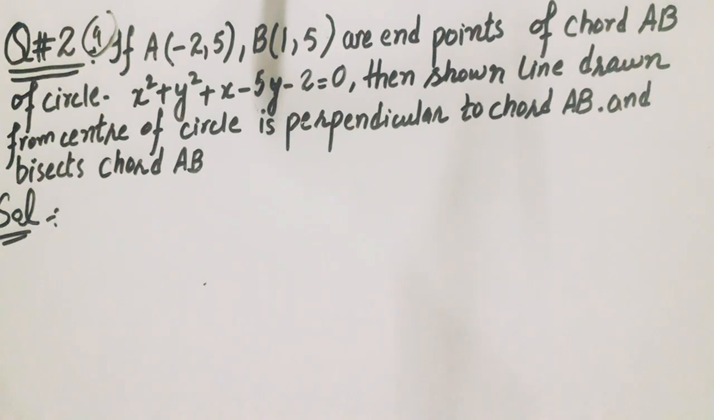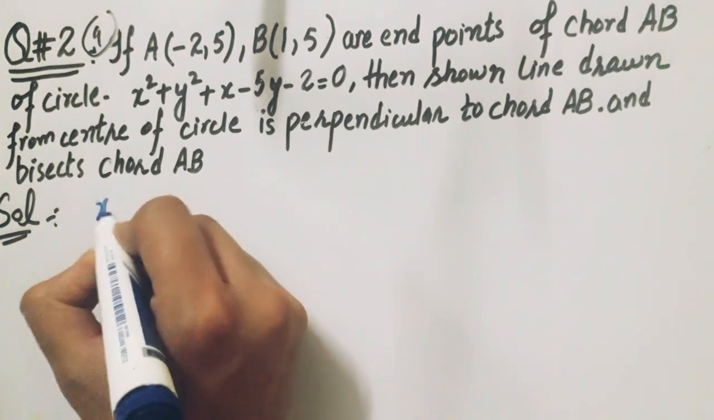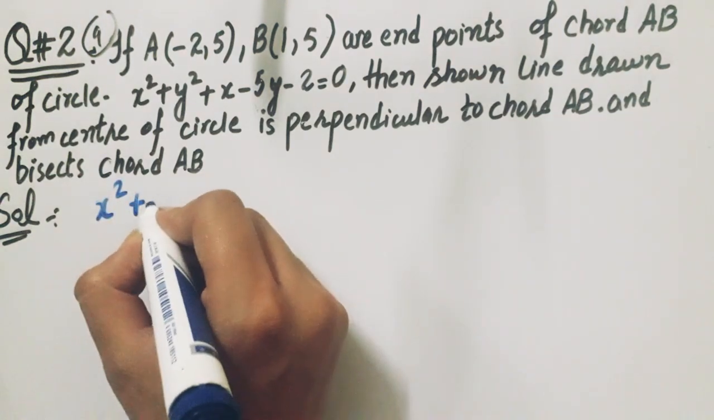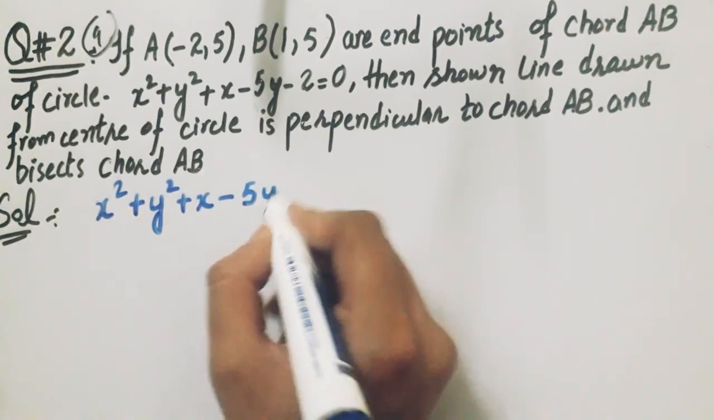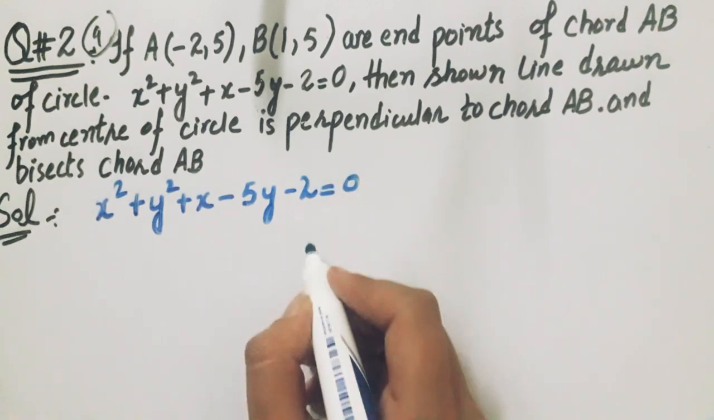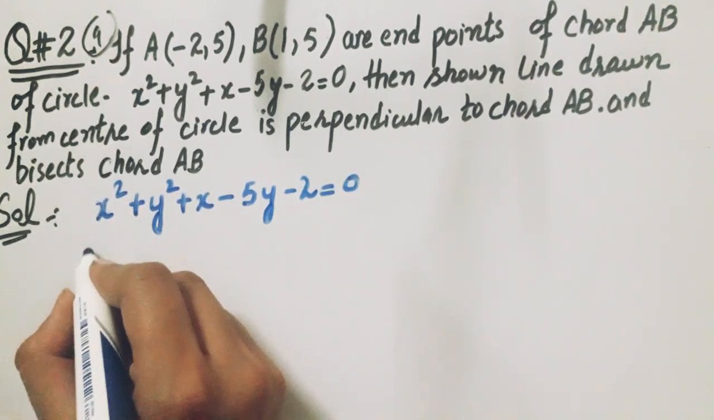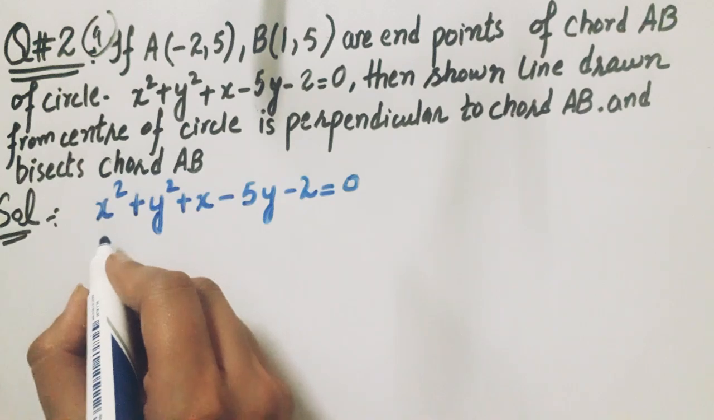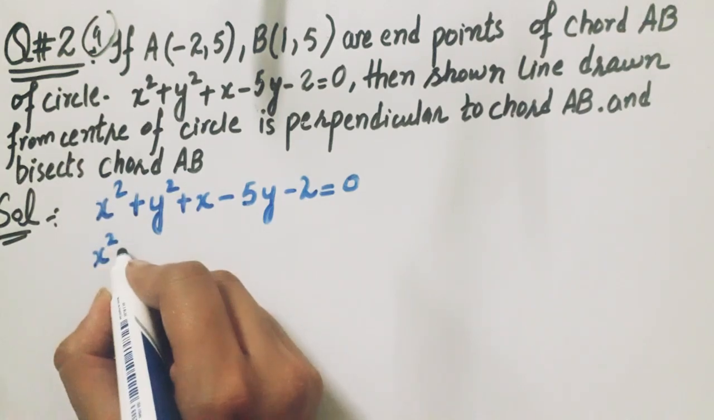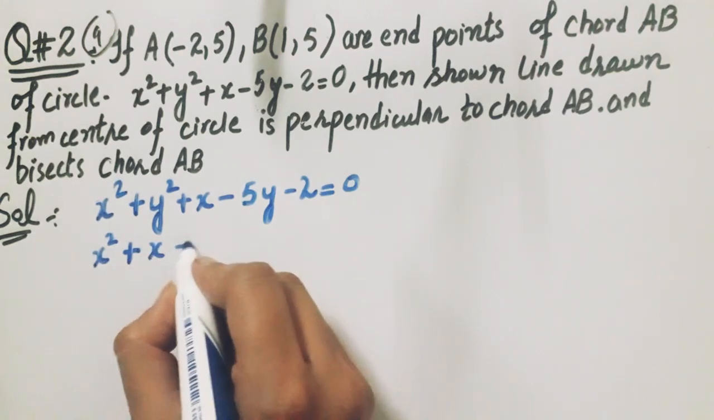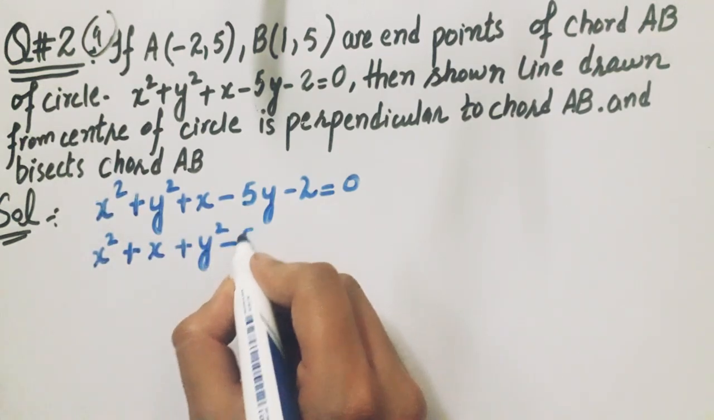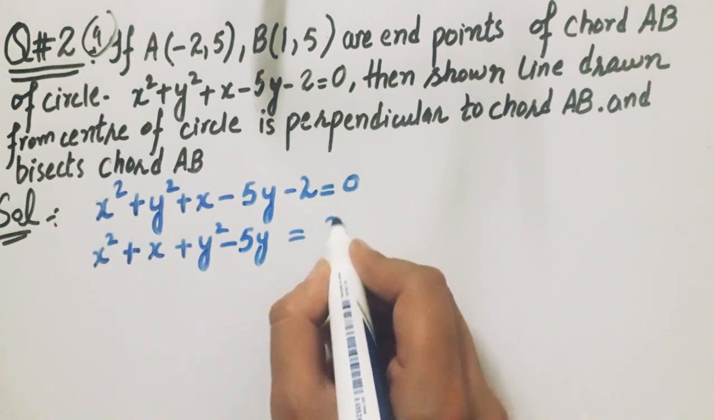and we will rewrite the circle equation. So x square plus y square plus x minus 5y minus 2 is equal to 0. Then write this as x square plus x plus y square minus 5y is equal to 2.